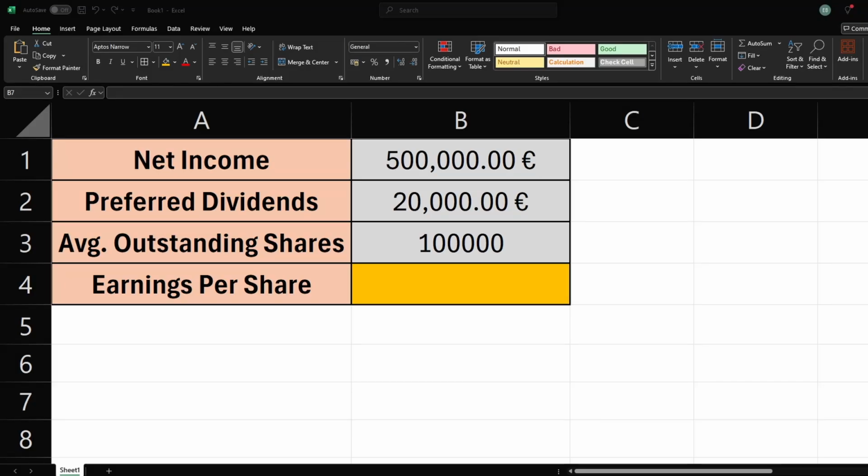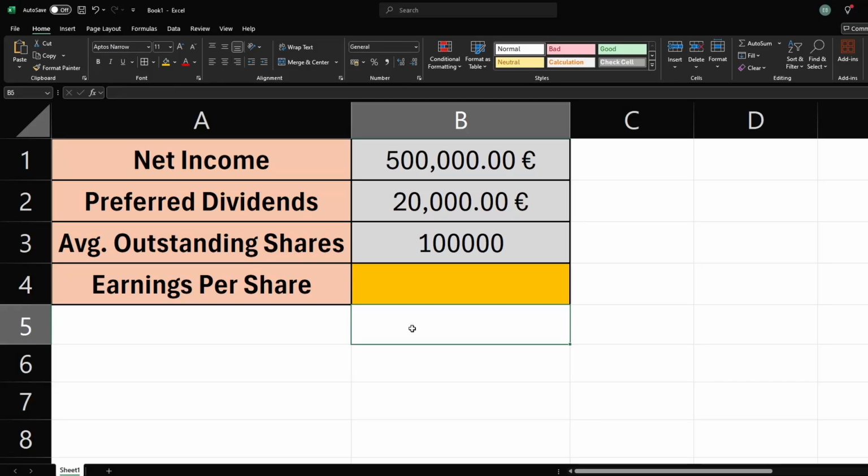Hey everyone! In today's video, we're diving into earnings per share, a key financial metric used to assess a company's profitability. Earnings per share represents the portion of a company's profit allocated to each outstanding share of common stock. Let's look at an example.